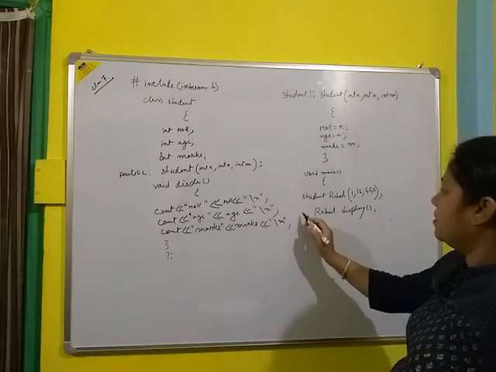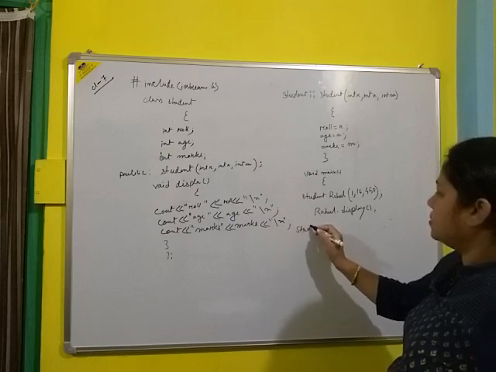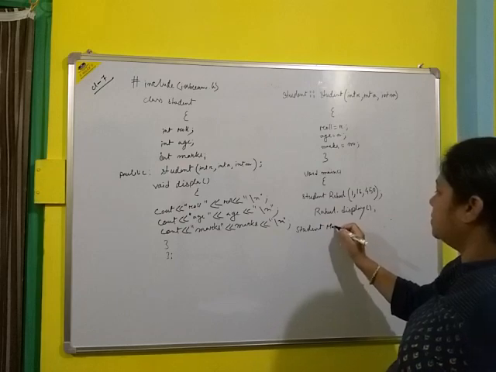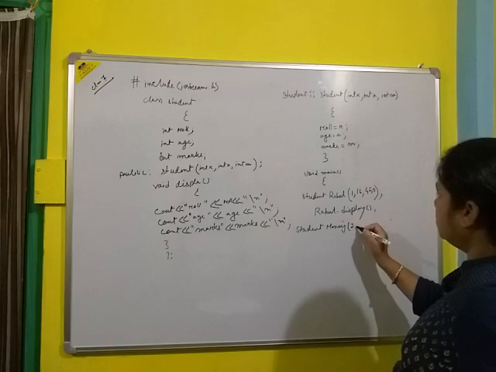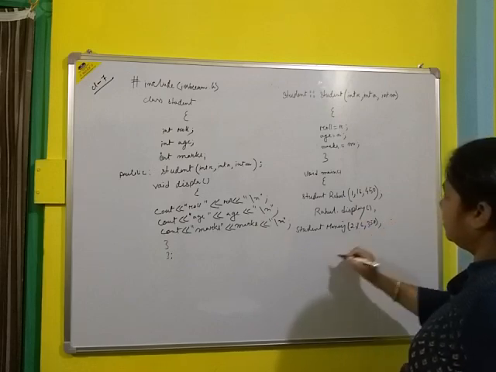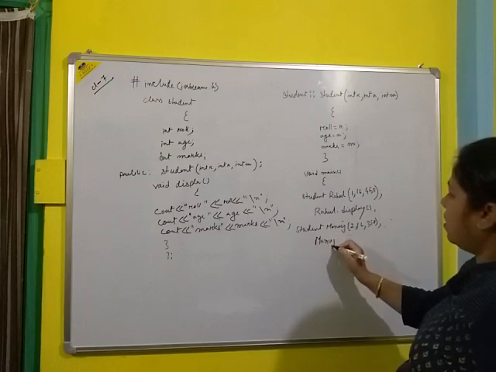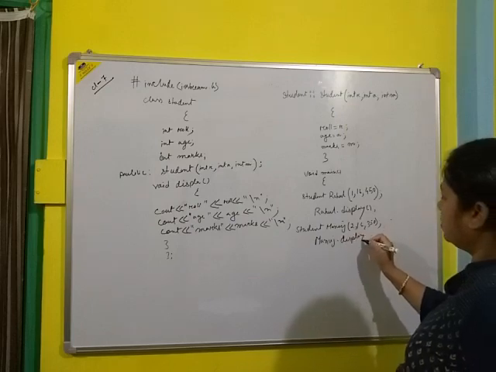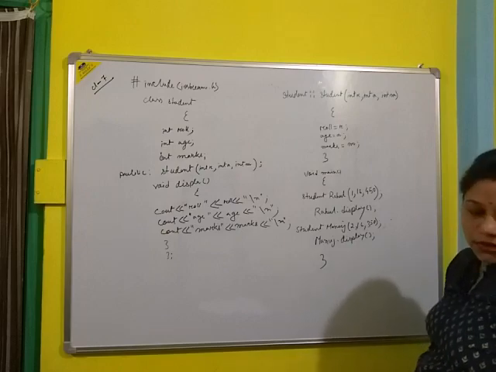One more time, I am declaring another object, that is student, suppose Manoj, 2, 16, 350. Again, object Manoj calls the display function. Display. End of the main function.